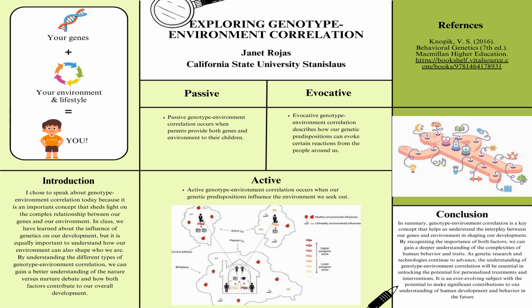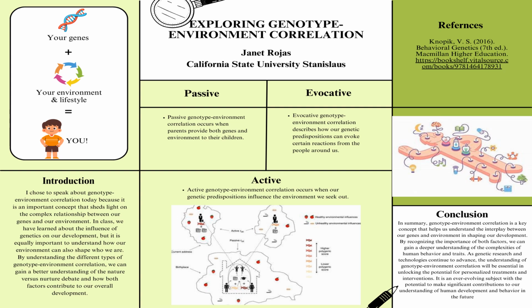Our second is the evocative genotype-environment correlation. This refers to an individual's traits evoking certain responses from the environment. For example, a child with a predisposition for shyness may be met with social anxiety from their peers, which reinforces their shyness. This type of correlation is a two-way street, as the environment also shapes the individual's behavior.